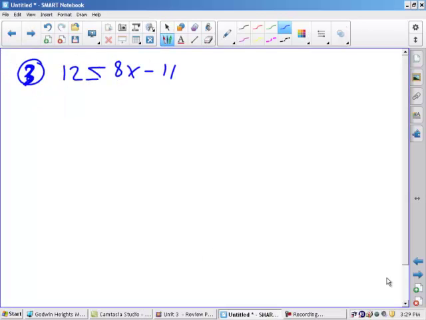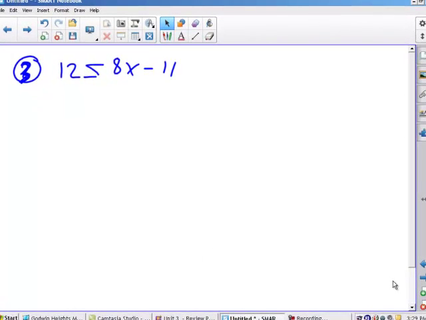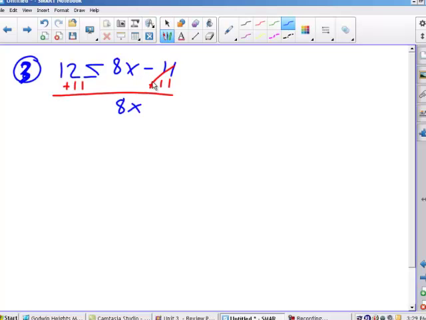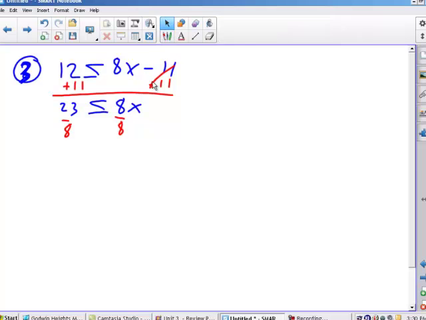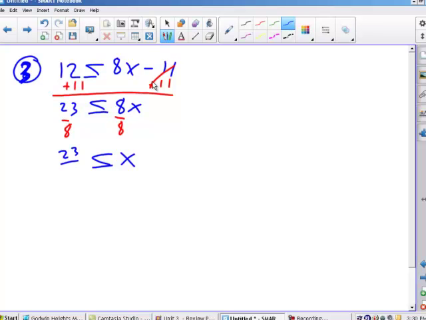Okay, if you look at number 3, they're looking for which one is a solution. So you need to add 11 to both sides of the inequality, and you get 8x is greater than or equal to 23. To solve it, I then divide by 8 on both sides because it's 8 times x, and I get x is greater than or equal to, I believe it's 2.82 or something along those lines, but 23 over 8 is an actual solution, so that's choice D.